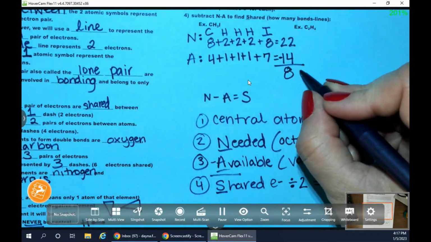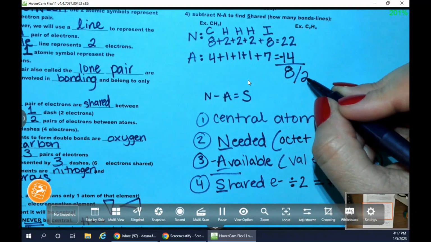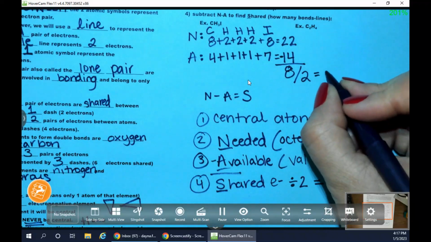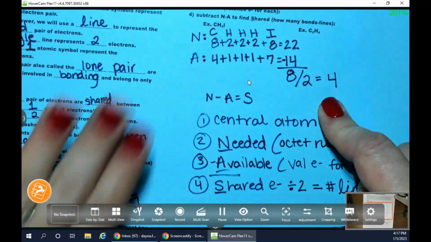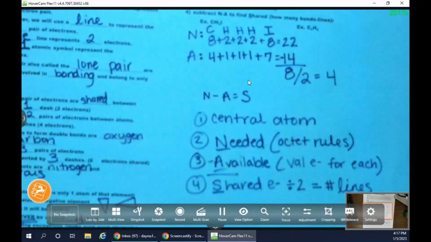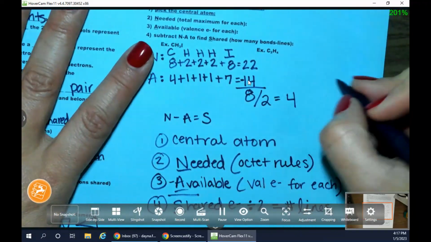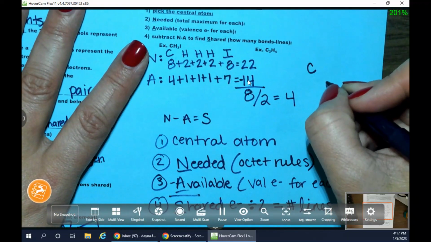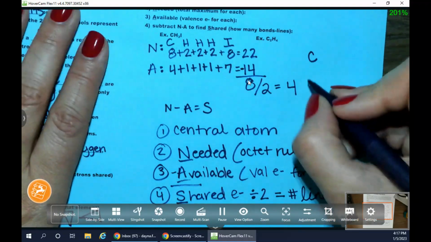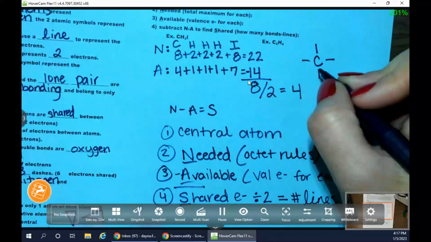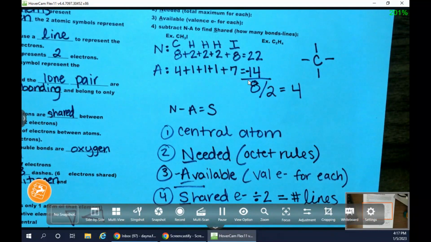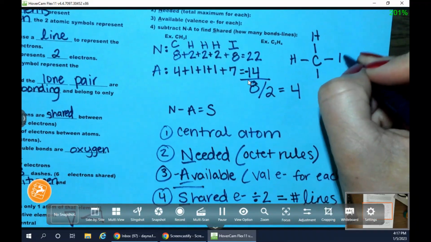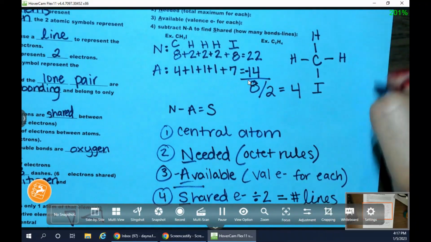All right, so we're going to divide that by 2 because of 2 electrons for every single bond. How many bonds are we going to have? 4. So what that just told you was that we already know we're going to put carbon in the center. Okay? So I'm just going to use this space. I know that we have another example. We'll put it at the bottom. I'm going to put carbon in the center. I'm going to go ahead and put 4 lines around it because this told me I have 4 lines. I'm going to put the other elements around it. 1, 2, 3, and then iodine.